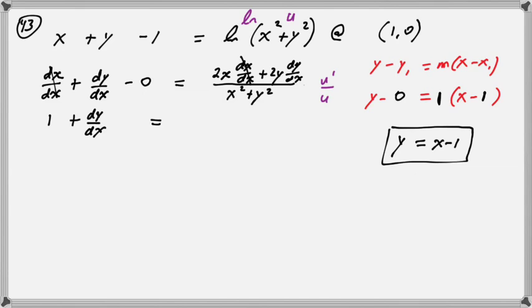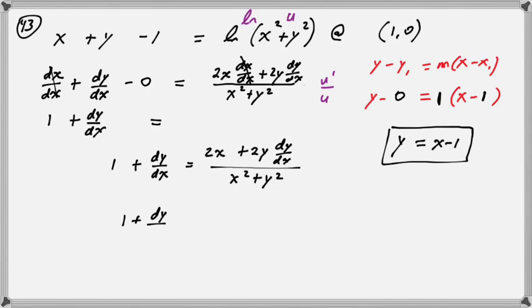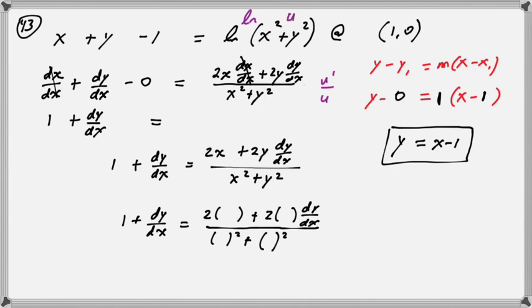So what does that make this now? I have 1 plus dy dx equaling 2x plus 2y dy dx all over x squared plus y squared. Instead of trying to solve for dy dx, I'm just going to substitute in my values because I might make a mistake in isolating the dy dx.